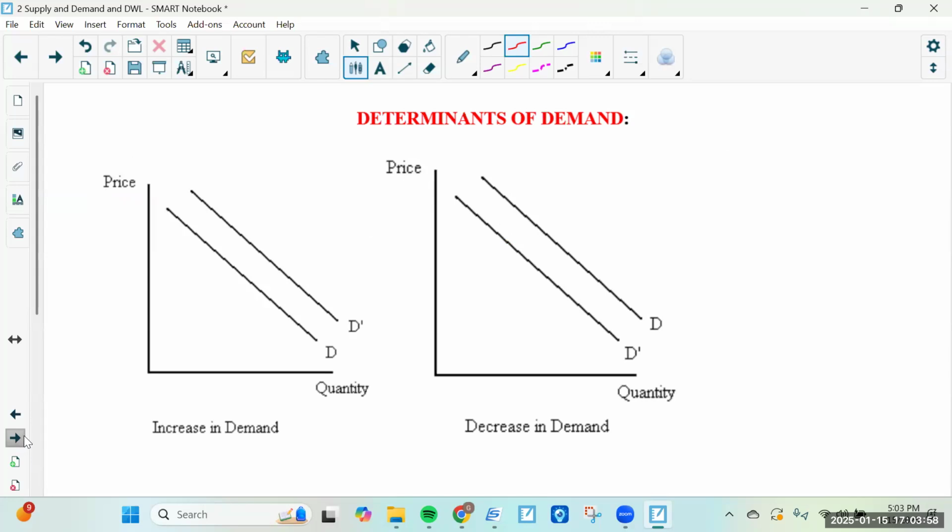Whenever you draw these curves, a couple of things I really want to point out right off the bat: if you don't label your axes, it is not a graph.